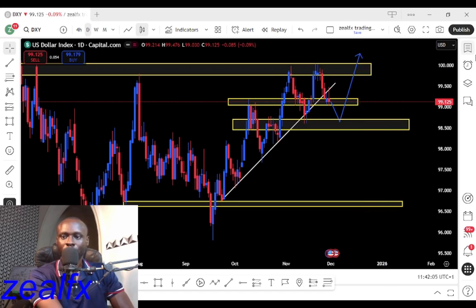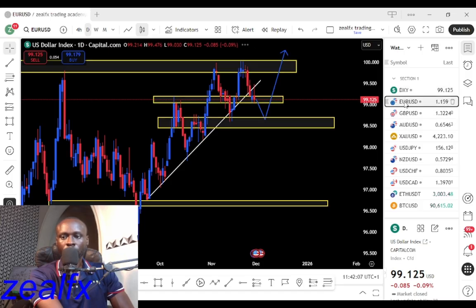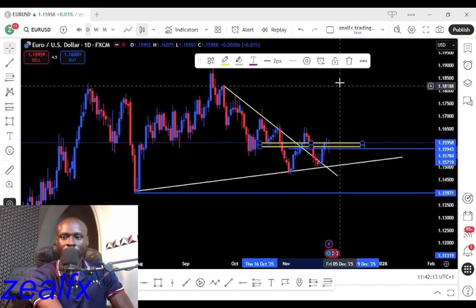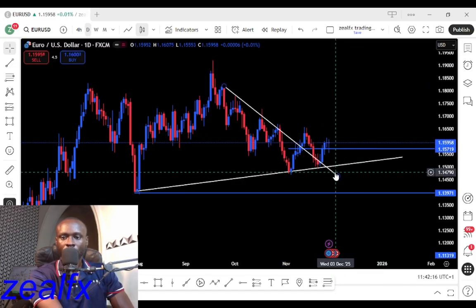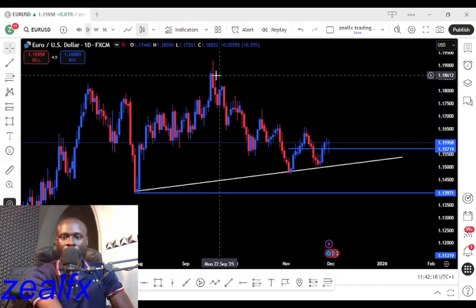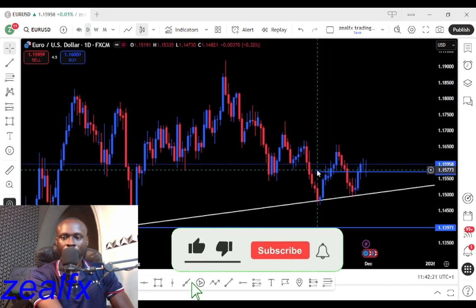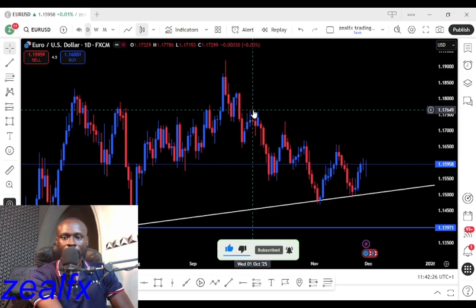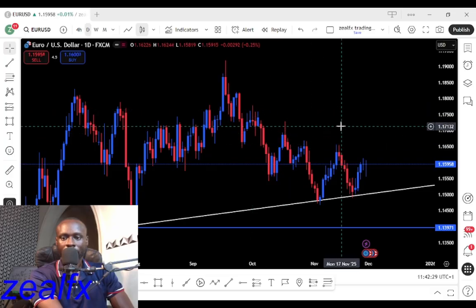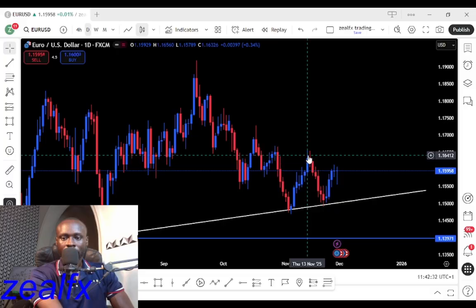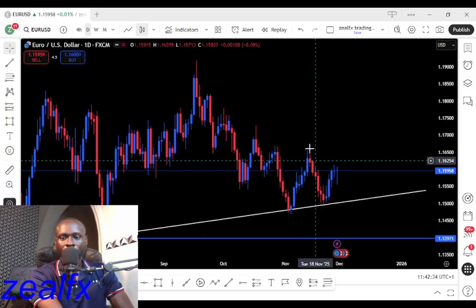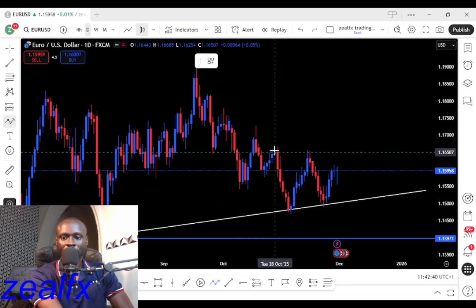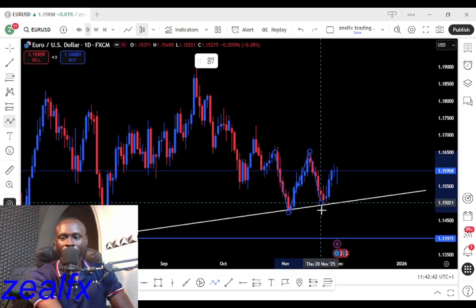So let's look at our next pair, which is the EURUSD. On my daily chart, EURUSD stays on a sideways trend. Let's look at the trend on EURUSD first. You can see we have this higher high, then a lower high, a lower high, a lower high, a lower high, and we also have a lower low and higher low. So now the euro is currently on a sideways trend. This is the sideways trend for the EURUSD.